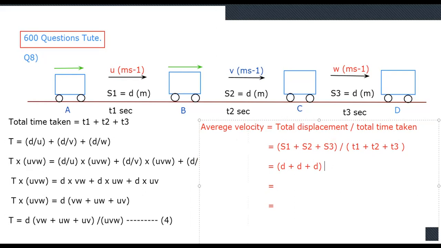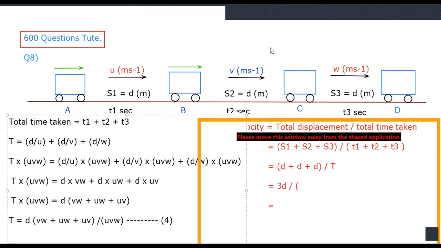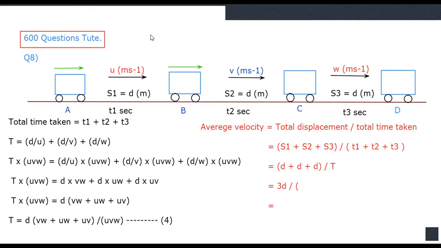Total time taken. For the total time taken, I have taken the letter capital T. Right? D plus D plus D, that is 3D. 3 times D divided by what is capital T here? Can you do the rest? Can you see the board clearly? Try to do the rest and obtain the answer, please.